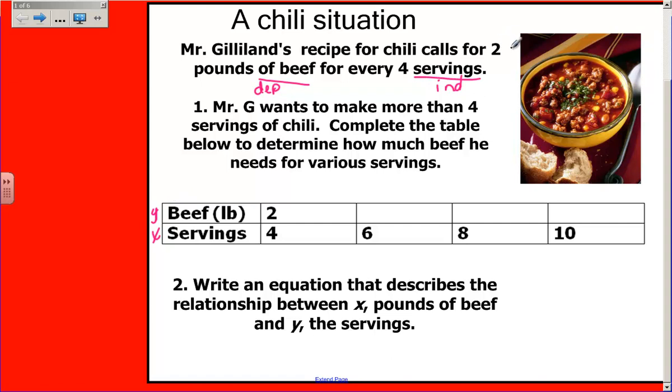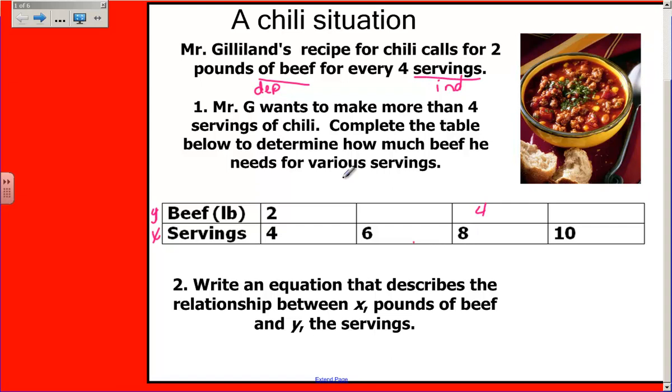What I know is 2 pounds of beef for every 4 servings. Well, they filled that part in, but the next number here is a 6. That's not 4 more servings, but the 8 is. So from 4 to 8 is another 4 servings, which means I need 2 more pounds of beef. So I have to have 4 pounds of beef here.